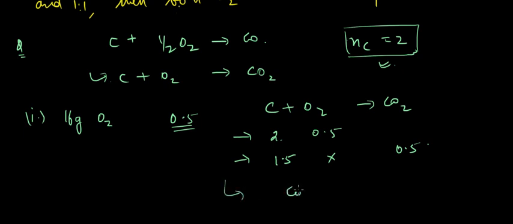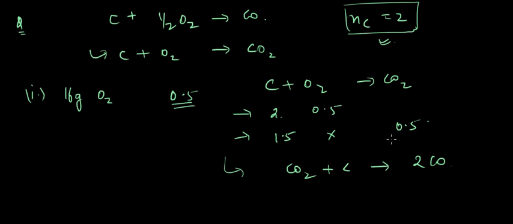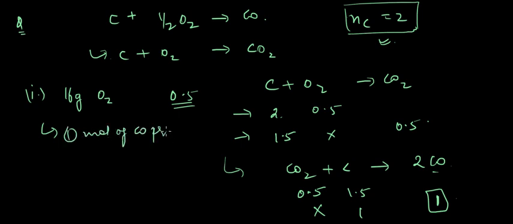Now CO2 will again react with C to form 2 moles of carbon monoxide. Carbon dioxide is 0.5, carbon is 1.5. Then we get 1 mole of carbon monoxide produced, and 1 mole of carbon atom would be left. No further reaction will take place between carbon monoxide and carbon atom. So we have 1 mole of carbon monoxide produced.